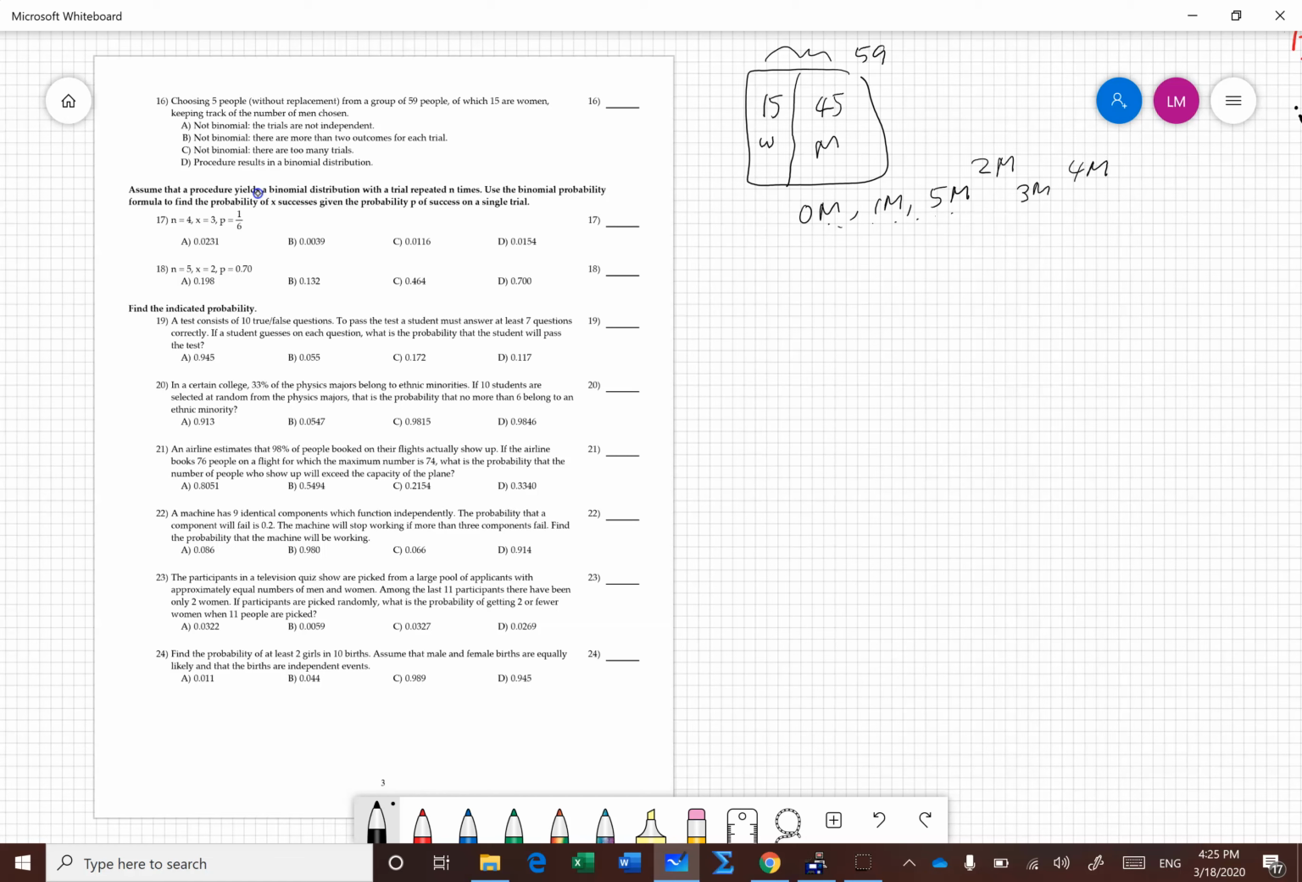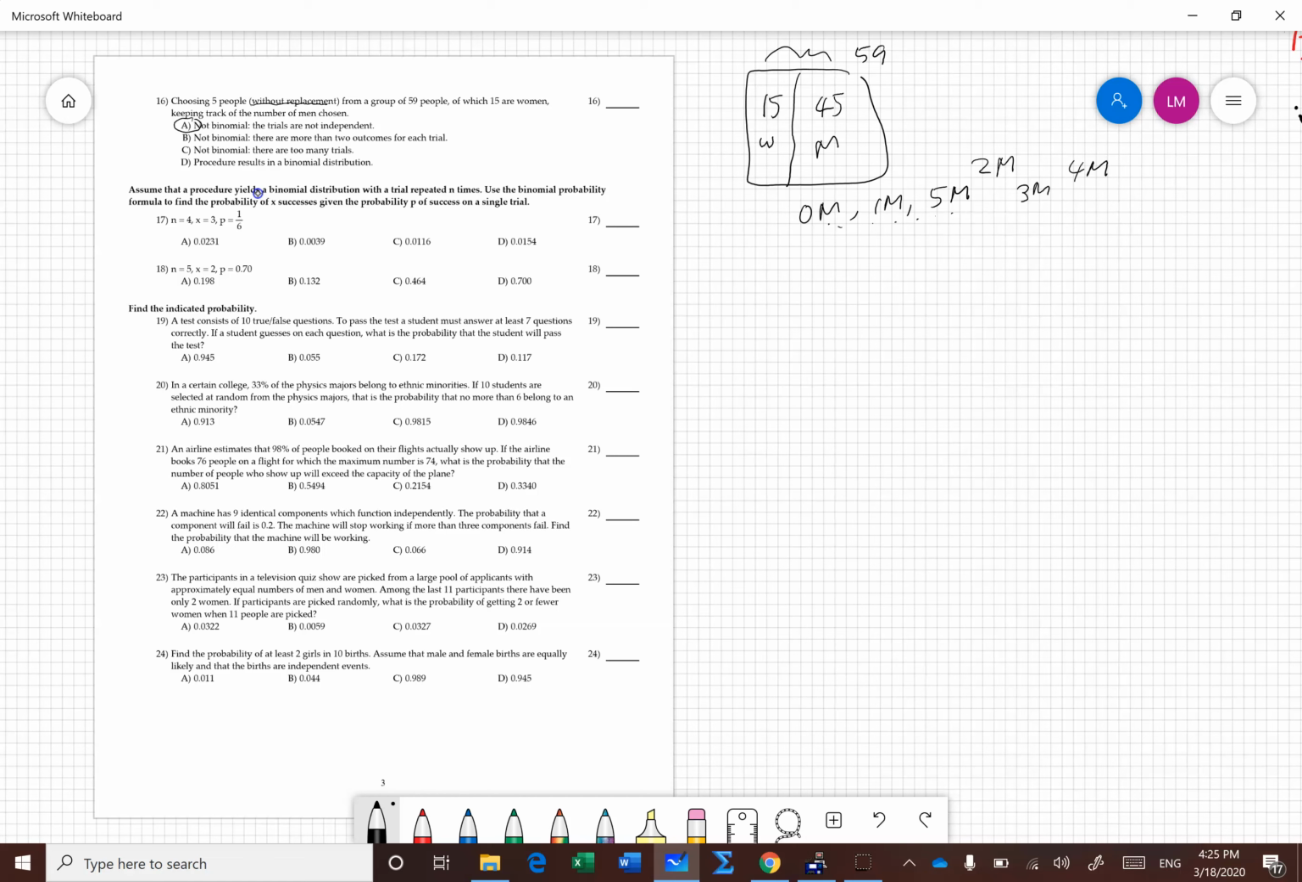Here, every time, because you do it without replacement, the probability changes. The number of men changes, because every time you take out, there are 5 people fewer. So the probability keeps changing. So it's not binomial. The trials are not independent. There are more than 2 outcomes. Binomial is not so many. There are too many trials. No. The answer is A. It should be independent.